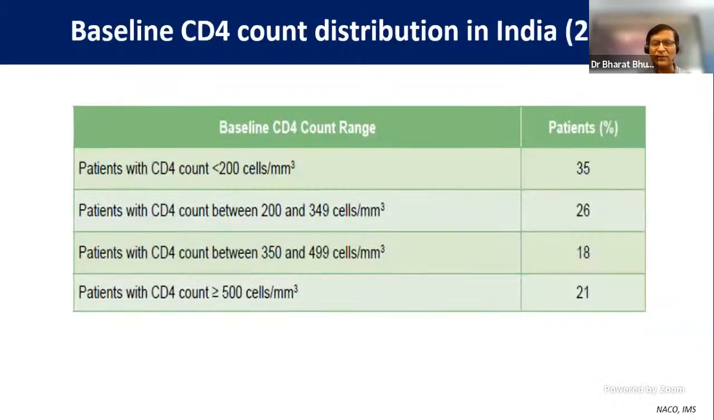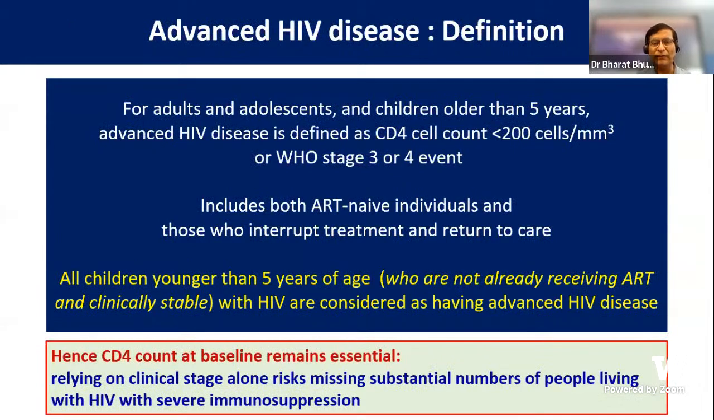And just focus on this. This is the CD4 distribution in 2019. People with CD4 count less than 200 at baseline, 35% of the patients. Patients with CD4 between 200 to 350, 26%, 350 to 500, 18%, and more than 500, 21%. So if we focus on this 35%, these patients who present at baseline with CD4 count of less than 200 will have a higher mortality even within the first 3 to 6 months, despite timely initiation of antiretroviral therapy. So our focus is basically how do we manage this?